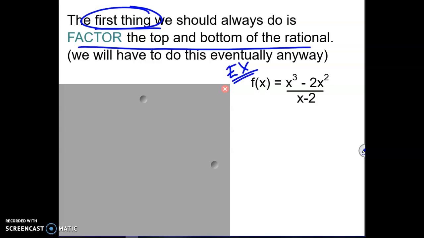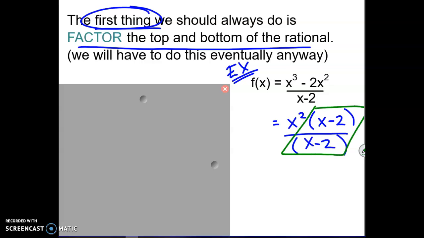If we have x cubed minus 2x squared over x minus 2, x squared would be the GCF of the top, so I could factor out an x squared. That leaves me with an x minus 2, and there's still that x minus 2 on the bottom. Now this is a question where there is a hole. And a hole occurs wherever there's a common factor in the numerator and denominator. So when I'm looking at this, I see that x minus 2 is the same on the top and the bottom. So this is where the hole is going to be.